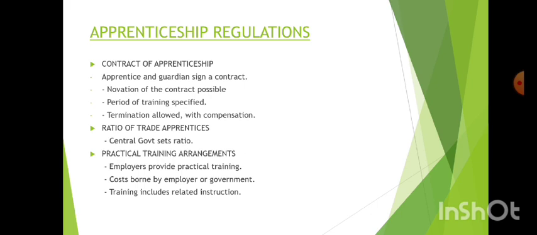Contract of apprenticeship. According to the Indian Majority Act, a person attains majority at the age of 18, and if he or she is a minor, the guardian must execute a contract of apprenticeship with the employer in the prescribed form, which will be registered with the concerned apprenticeship advisor. The act also provides for novation.